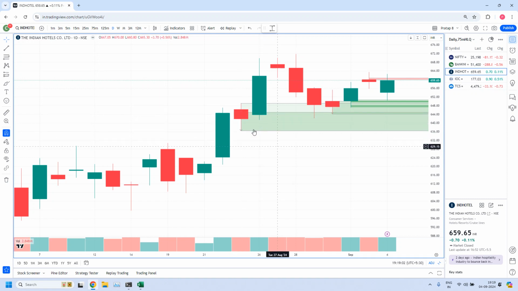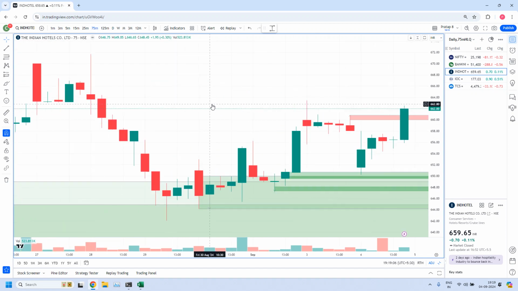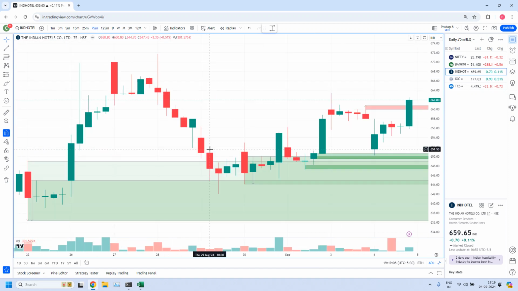So I have fine tuned this zone with the 75 minutes time frame. Here I identified 2 75-minute zones. One is the drop, 4 base candles and a rally, and another one is the drop, 3 base candles and a rally candle. These are the 2 high liquidity zones, but this is a LOTL scenario.